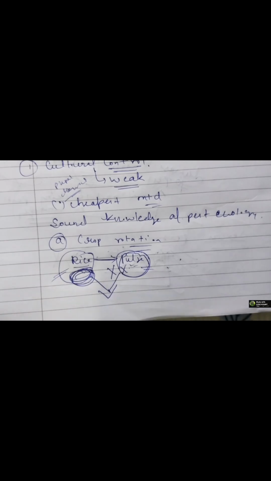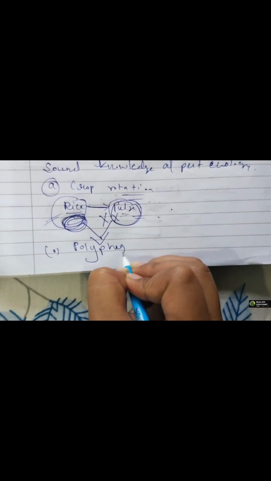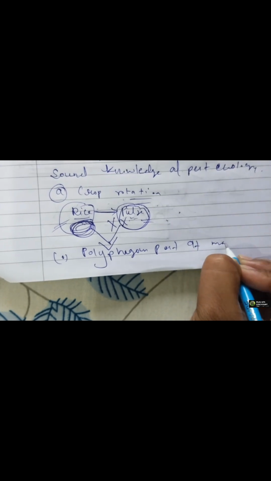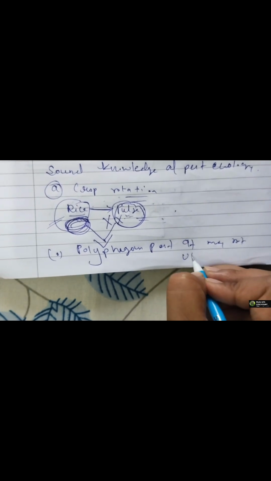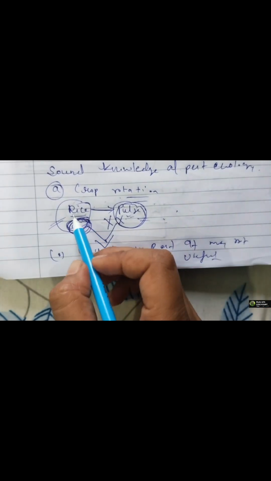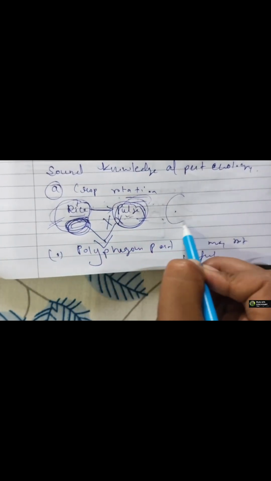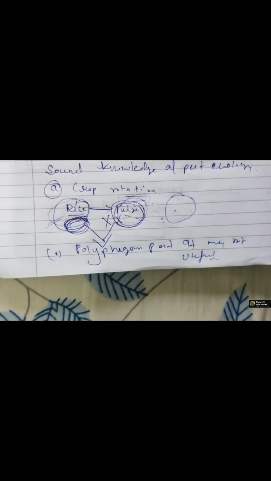Example, cereal and pulses. Crop rotation may not be useful against polyphagous pests, because if the pest is polyphagous, it can feed on rice, it can feed on pulse crops also, it can feed on oilseed crops also, and so many other crops.